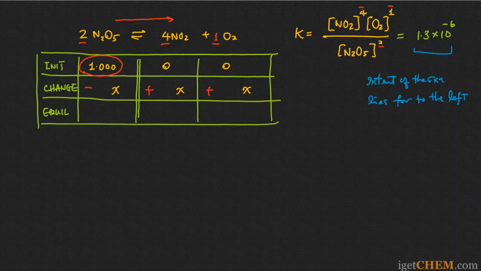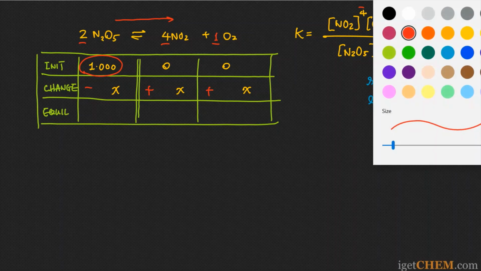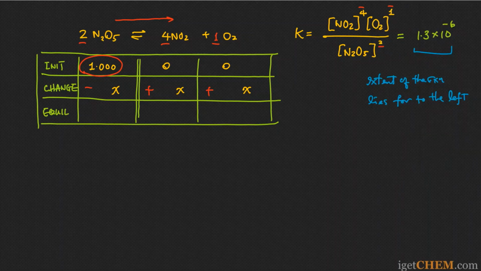And finally, we need to include into the changes the proper stoichiometry of the reaction. So we notice that there is a 2 in front of N2O5, so we pull that down and put that in front of the unknown x. There's a 4 in front of the NO2, so we bring that down to the second line for the change of NO2. And we see that there's a 1 there for O2, so we put that 1 there.